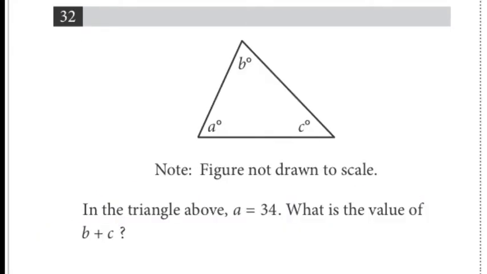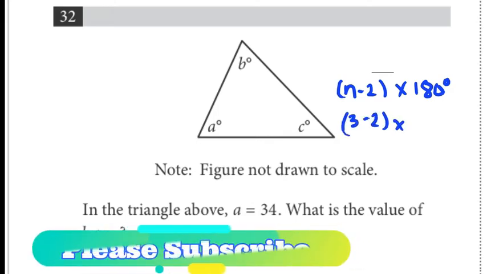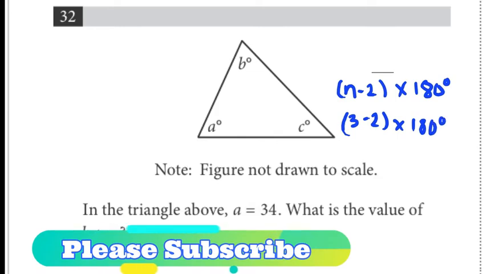Number 32, in the triangle above, A equals 34. What is the value of B plus C? Interior angles of a triangle always add to 180 degrees. If you use your formula, n minus 2 times 180, that's the sum of the measures of the interior angles of any polygon, but we always know the triangle pretty much memorizes 180 degrees. This is 3 sides, so it would be 3 minus 2, which is 1, times 180, is 180. So the sum of the measures of the interior angles of any triangle equals 180 degrees.